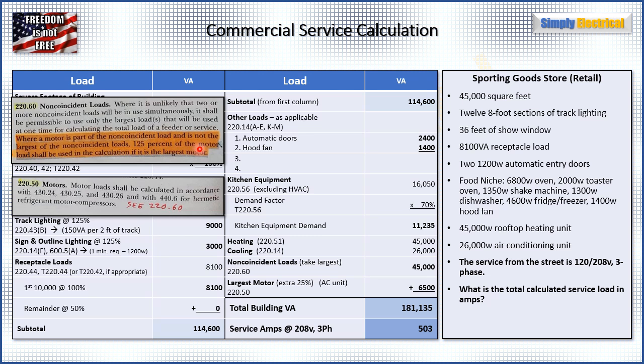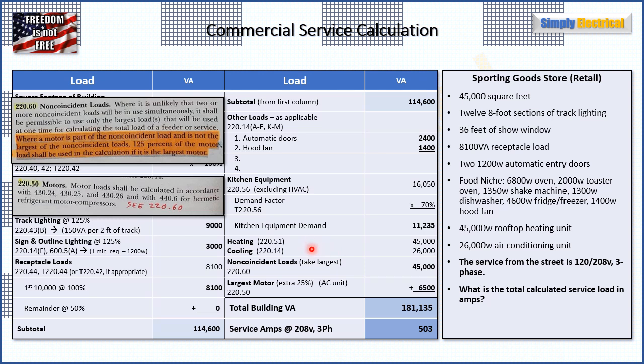So all it's saying is if there are 2 loads anywhere in the building, anywhere in your calculation, that are not going to be used at the same time or are at least unlikely to be used at the same time, then you only have to take the larger of the 2. So that's pretty basic, and we do that in all calculations, whether it's a house or a multiplex or whatever. Most of the time, it's only going to be dealing with heating and cooling.